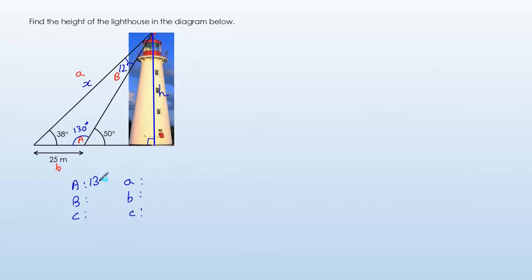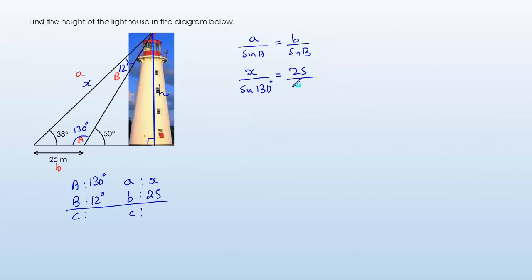So this is 130, this is x, so we don't know that. This one is 12, and this one is 25, so we do know a complete row. So we can state A over sine A is equal to B over sine B, and then that's x over sine 130 is equal to 25 over sine 12.